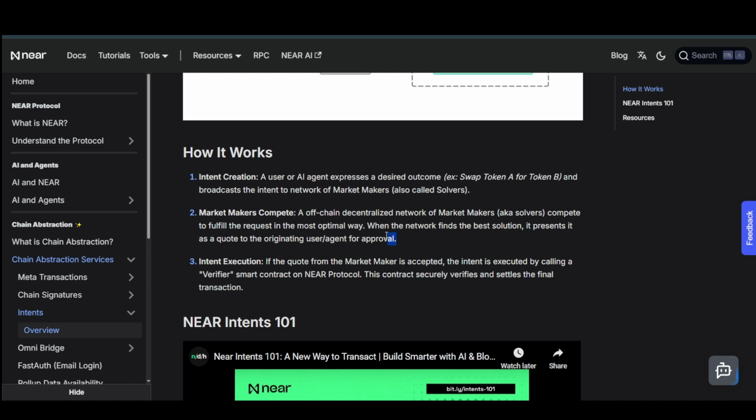So that's pretty good. When the network finds the best solution, it presents it as a quote to the originating user slash agent for approval. That's pretty good. After that, there will be intent execution, as you can see here. So overall, I think this is pretty good for NEAR itself, and they are doing something really interesting.